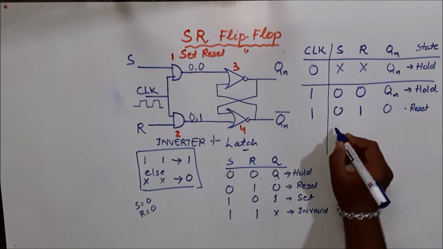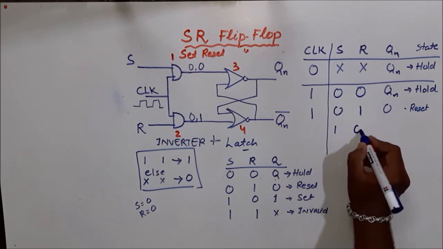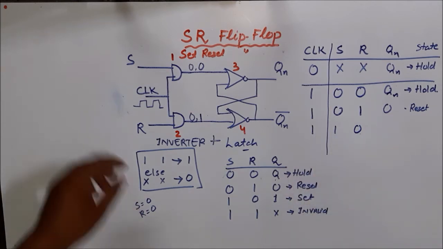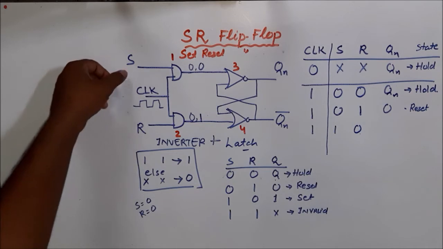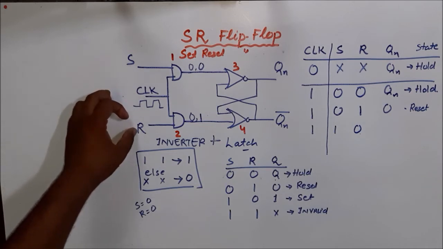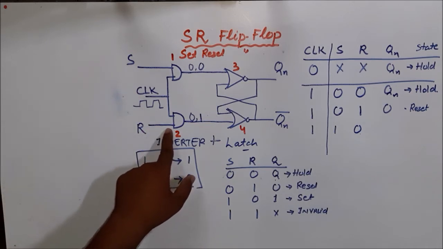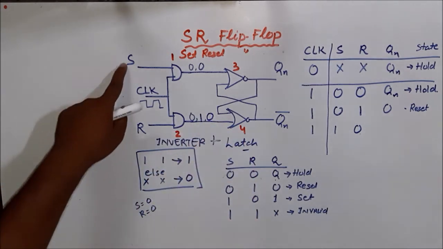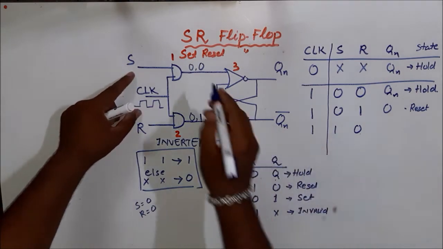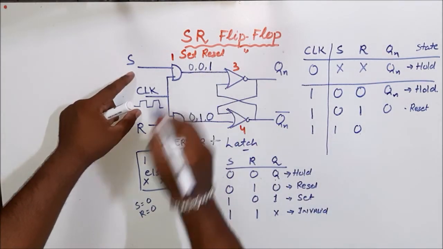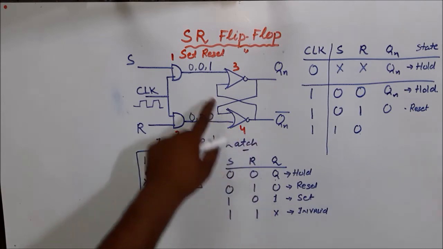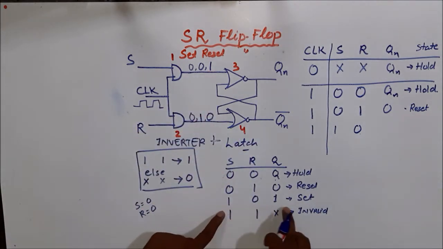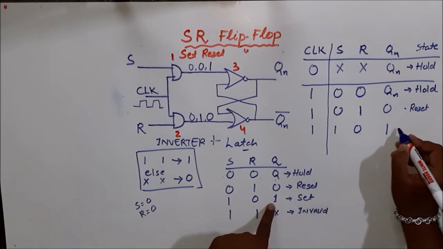Now I'll make S to 1 and R to 0. Here I also make clock as 1. Now clock is high, S is high and R is low. Any one input of AND gate low means output low, and output is 0 here. And for this, S is high, clock is high, so output is high. So now the latch input will be 1 0, and corresponding to the truth table, 1 0 represents 1, that is, here you can say it is set.